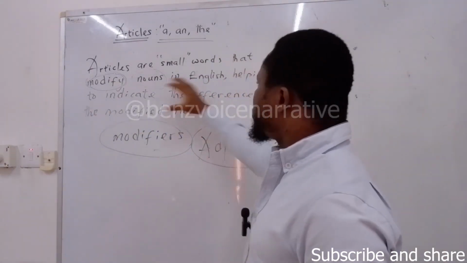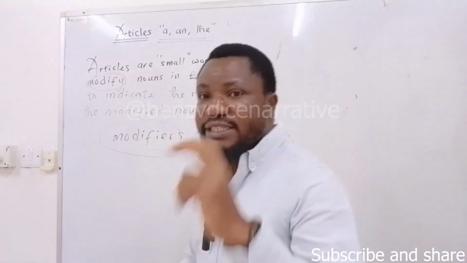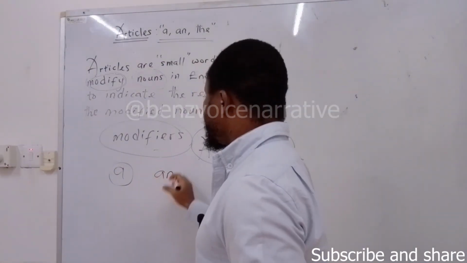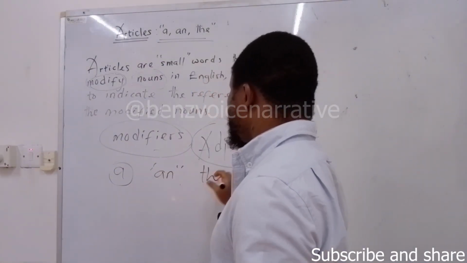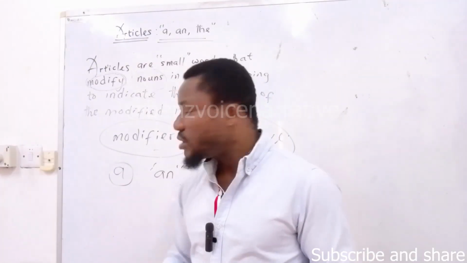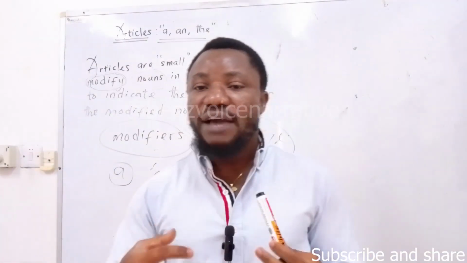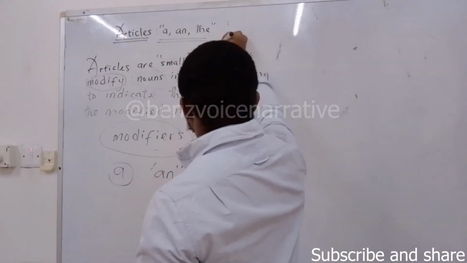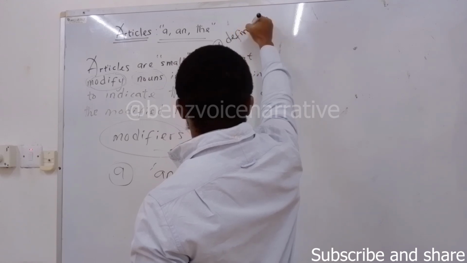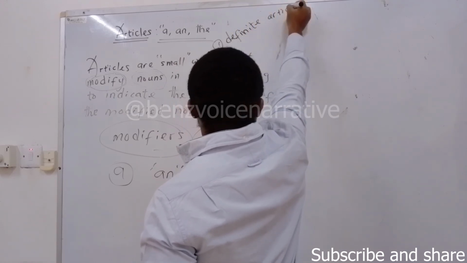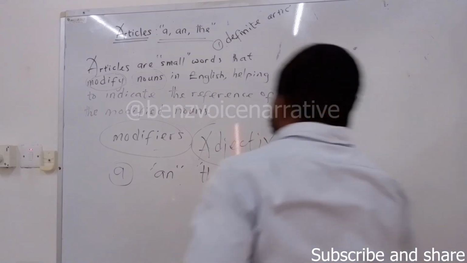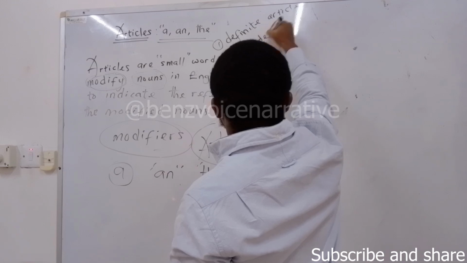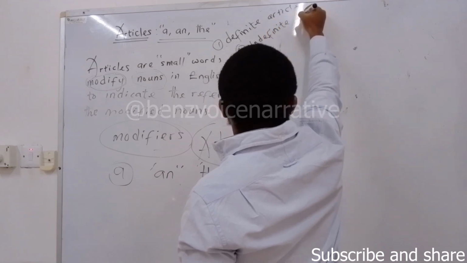Okay, so what are the examples of articles? We have 3 examples of articles in the English language. The first is a, we have an, and then we have the article the. A, an and the. Also, we have 2 divisions or 2 types of articles in the English language. We have what is called the definite article, and 2, we have the indefinite article.